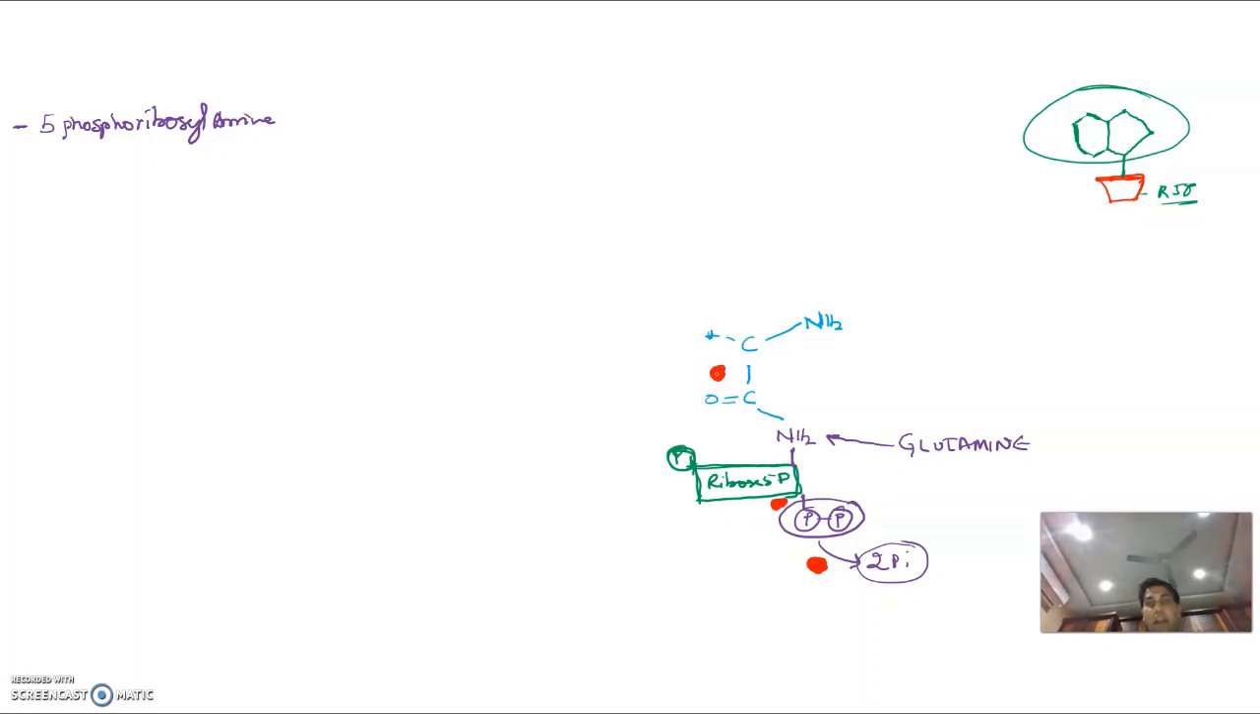So this is called glycinamide ribosyl 5-phosphate, or GAR. Now, to this glycinamide ribosyl 5-phosphate, a carbon group is attached.